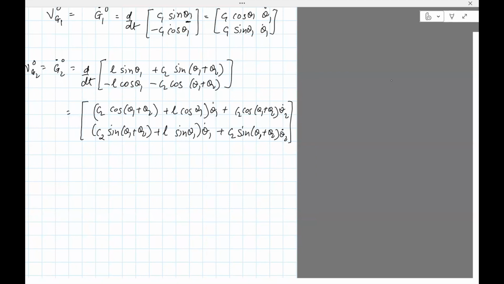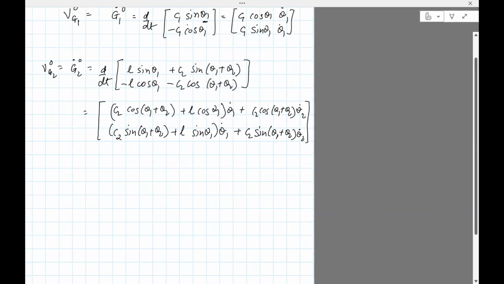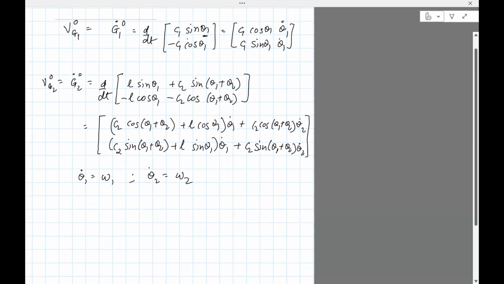Okay, so you see it's kind of lengthy. We also know that theta 1 dot is omega 1. That's the angular speed, just a different notation for the angular speed. You could use either of those. Okay, that's step 2. We've computed the velocity and the position of the center of mass. Now we go for the total energy.